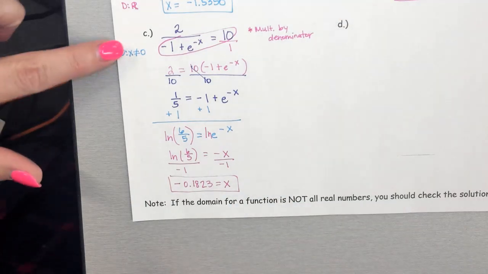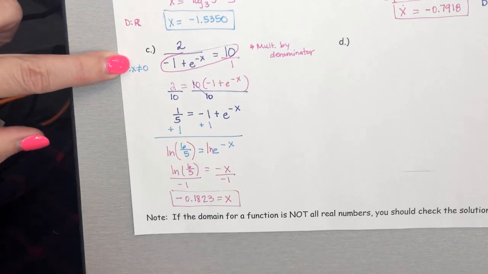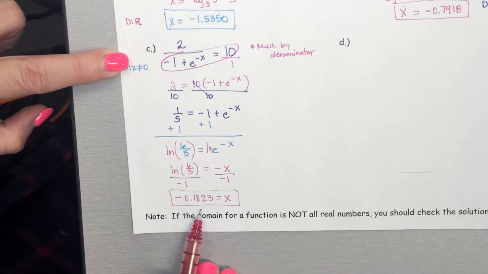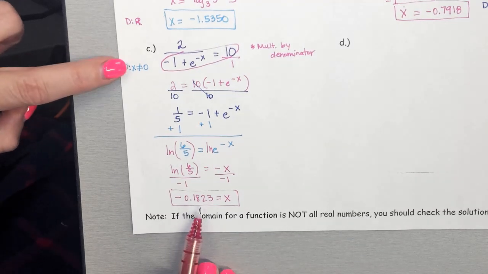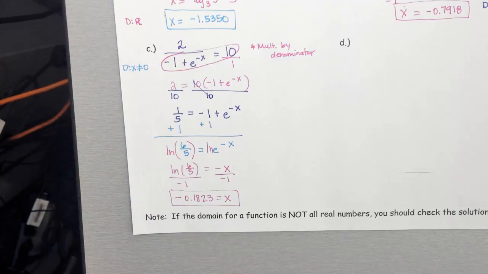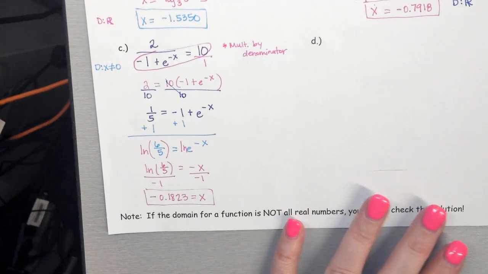Okay, now this is not 0. Okay, so we don't have an extraneous solution. This is our solution. The only time you'd have it extraneous is if it matched this value here. All right, any questions for me so far?